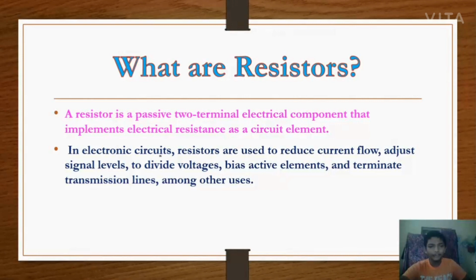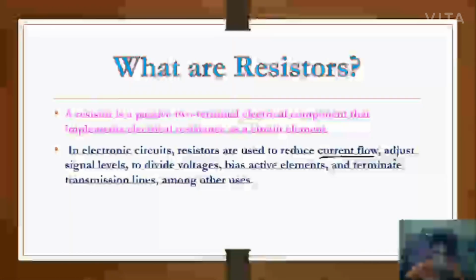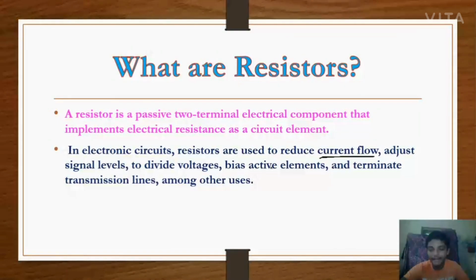In electronic circuits, resistors are used to reduce the current flow. Why are resistors used? To reduce the current flow. How? By reducing the flow of electrons through it. They also adjust signal levels, divide voltages, bias active elements, and terminate transmission lines.